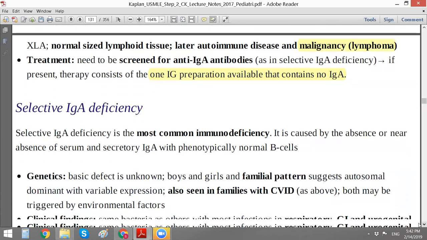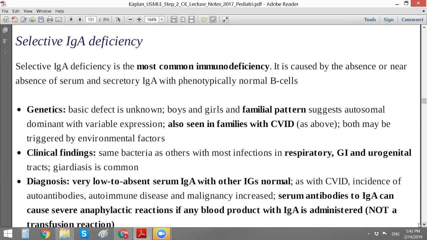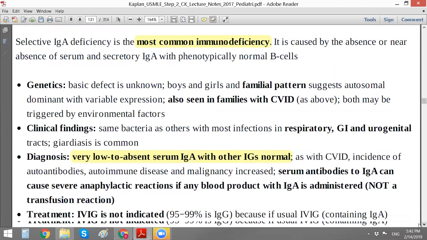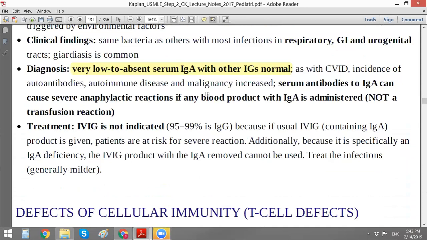And then we have selective IgA deficiency. Selective IgA deficiency is the most common immunodeficiency, caused by absence of IgA with phenotypically normal B cells. Families with CVID and familial pattern, and very low to absent serum IgA while other Igs are normal. As with CVID, increased incidence of autoantibodies, autoimmune reaction, malignancy. Serum antibodies to IgA can cause severe anaphylactic reaction to any blood product.